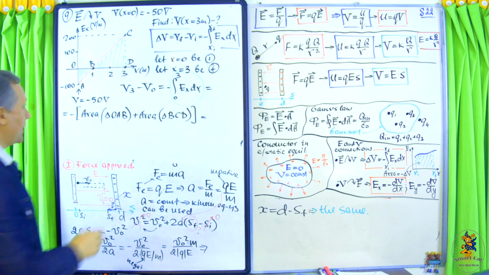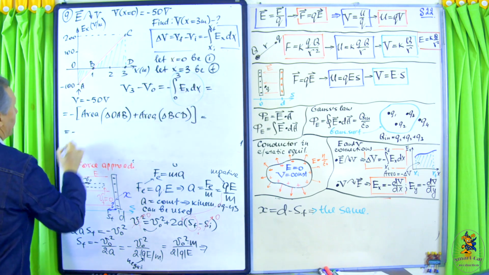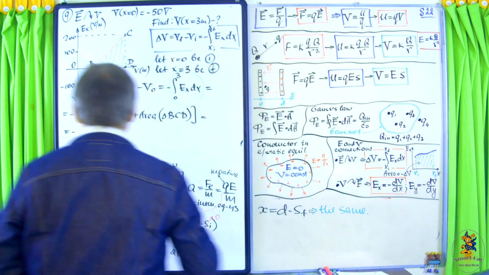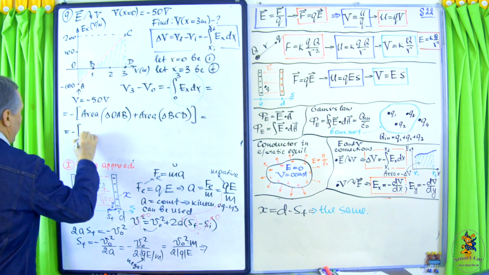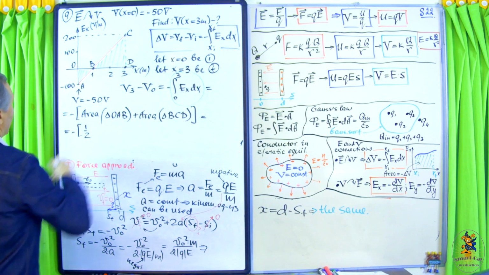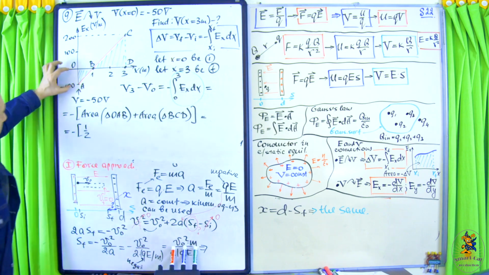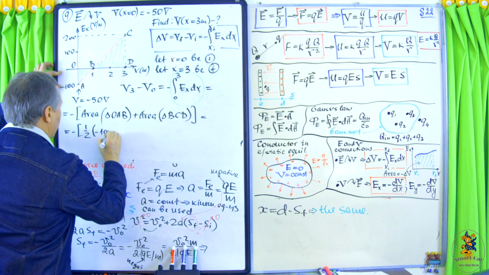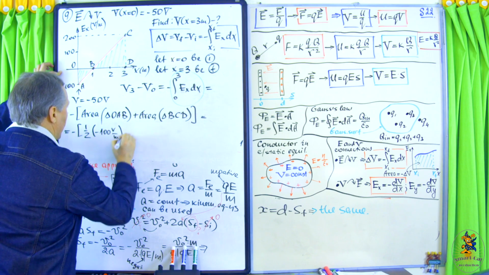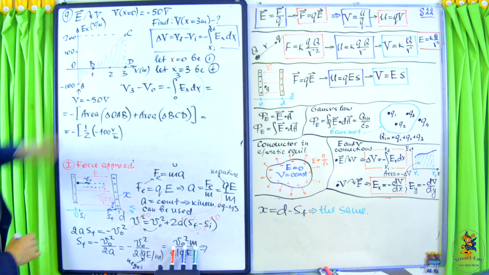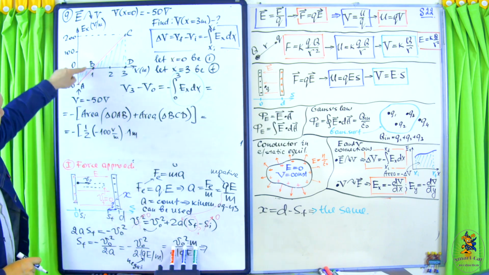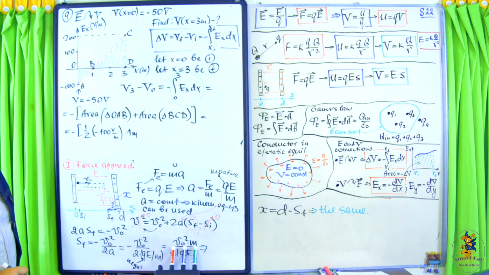Now just simple areas. The area of a triangle is 1 over 2 times height times the base. So it will be 1 over 2, height is negative, minus 100 volts per meter, and times the base, which is 1 times 1 meter. So that's the area of this small triangle.